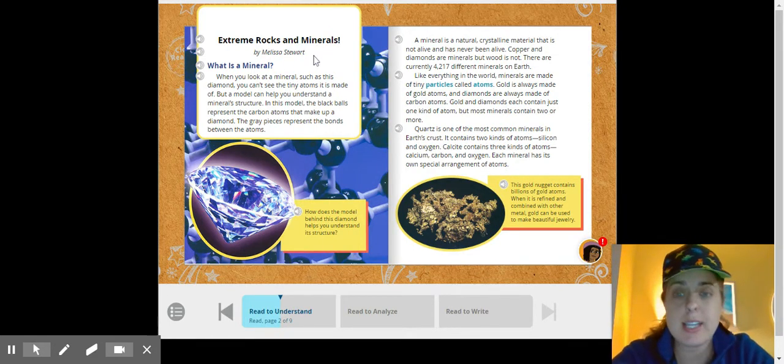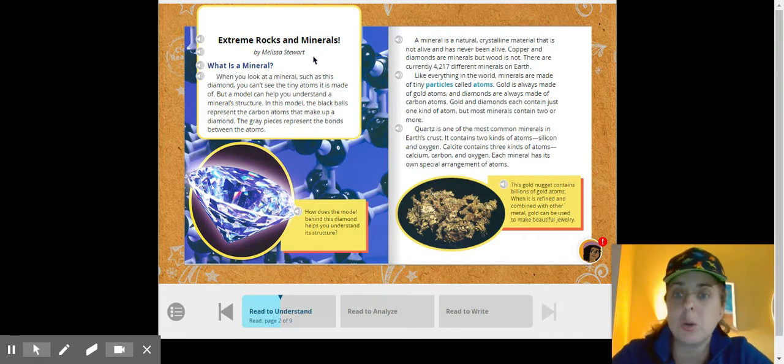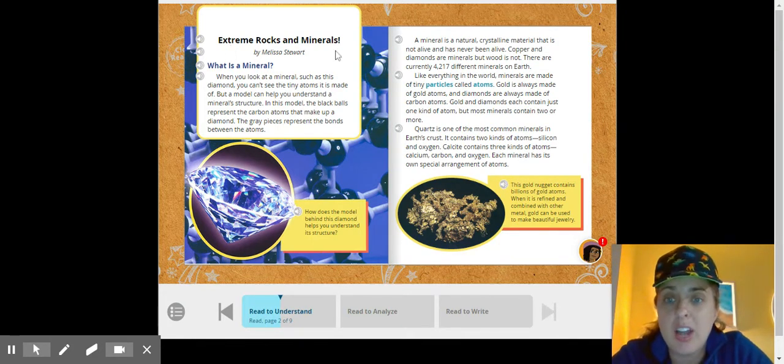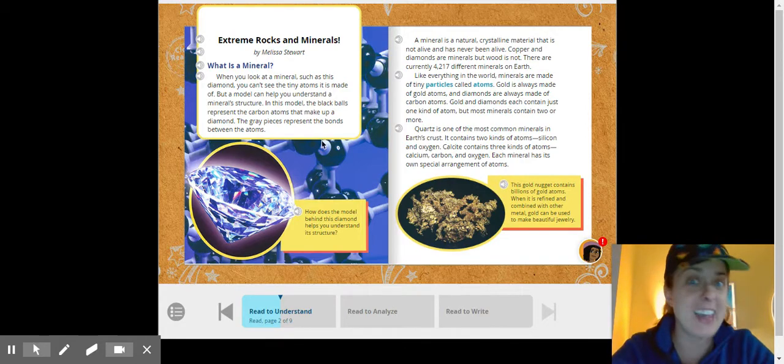So one of the things that I like to do when I open up a nonfiction text, especially a science text, is figure out what am I going to be reading, and you learn that by looking at your headings and your subheadings. So what is a mineral? So we're going to learn about minerals, even though I know we learned about this in science. You should do great on this, guys. I know you could do it, and gals.